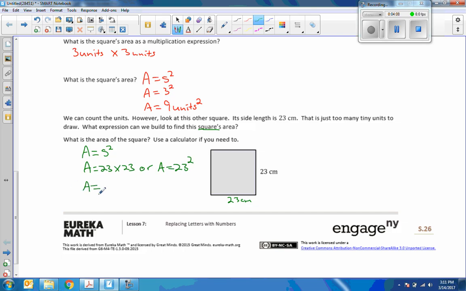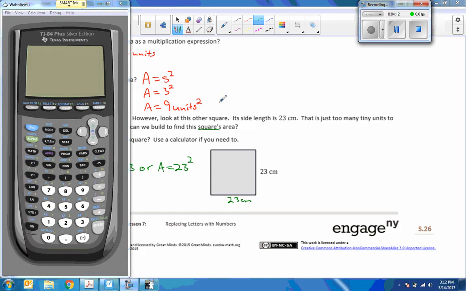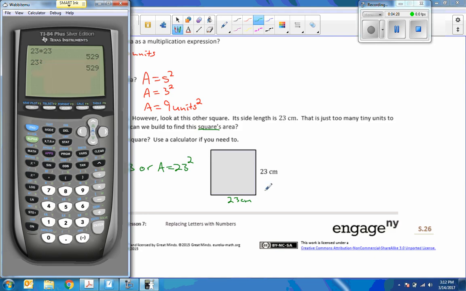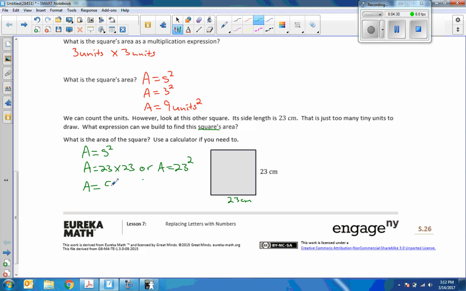So A equals, okay, I brought in my calculator, so I can either do 23 times 23 to get 529, or I could have just simply done 23 quantity squared, and that equals 529. So my answer is going to be 529 centimeters squared.